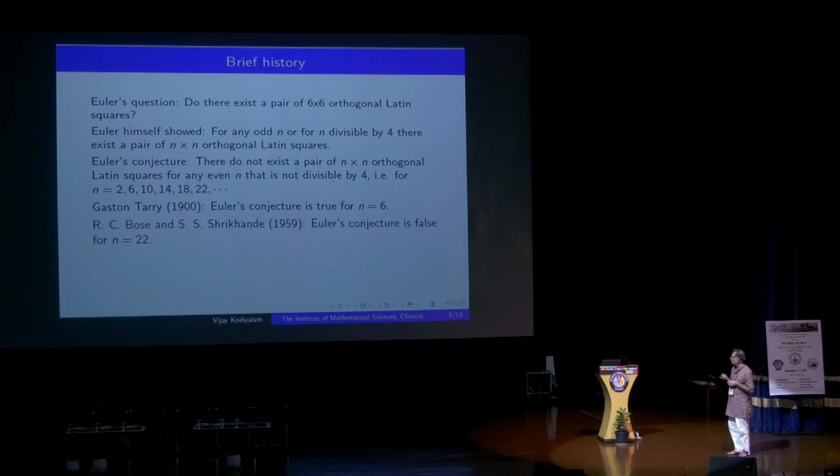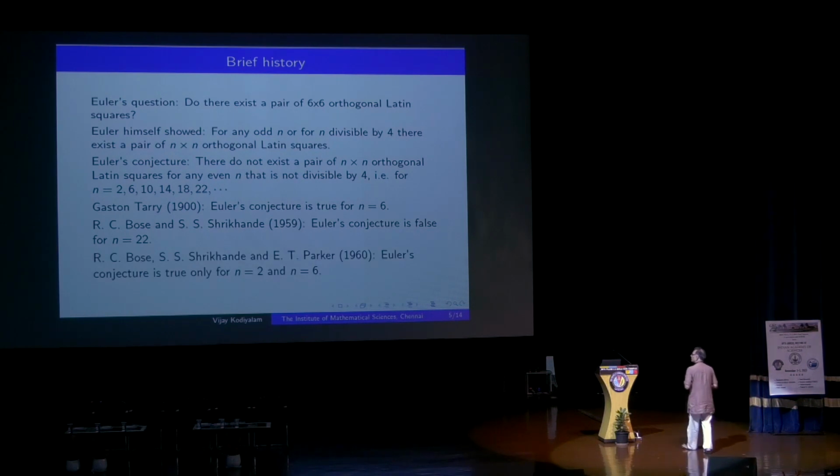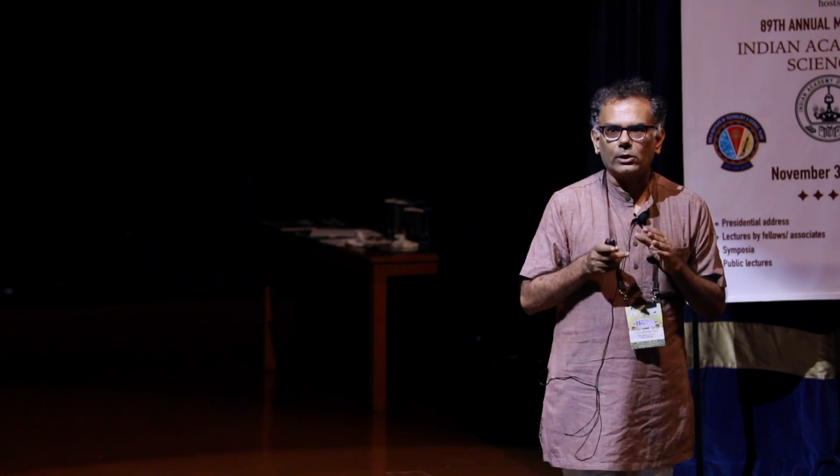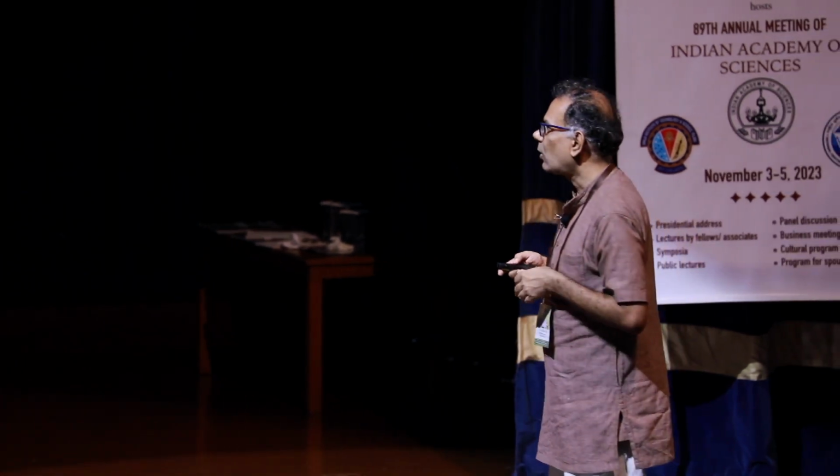Then about 50 years later, Bose and Srikhande showed that Euler's conjecture is false for n equal to 22. So they constructed for 22 by 22 a pair of orthogonal Latin squares. And a little later, a year later or something, Bose, Srikhande and Parker showed that Euler's conjecture is true only for n equal to 2 and 6. That is, 2 and 6 are the only values for which you cannot construct a pair of orthogonal Latin squares. For all other values of n, they always exist.